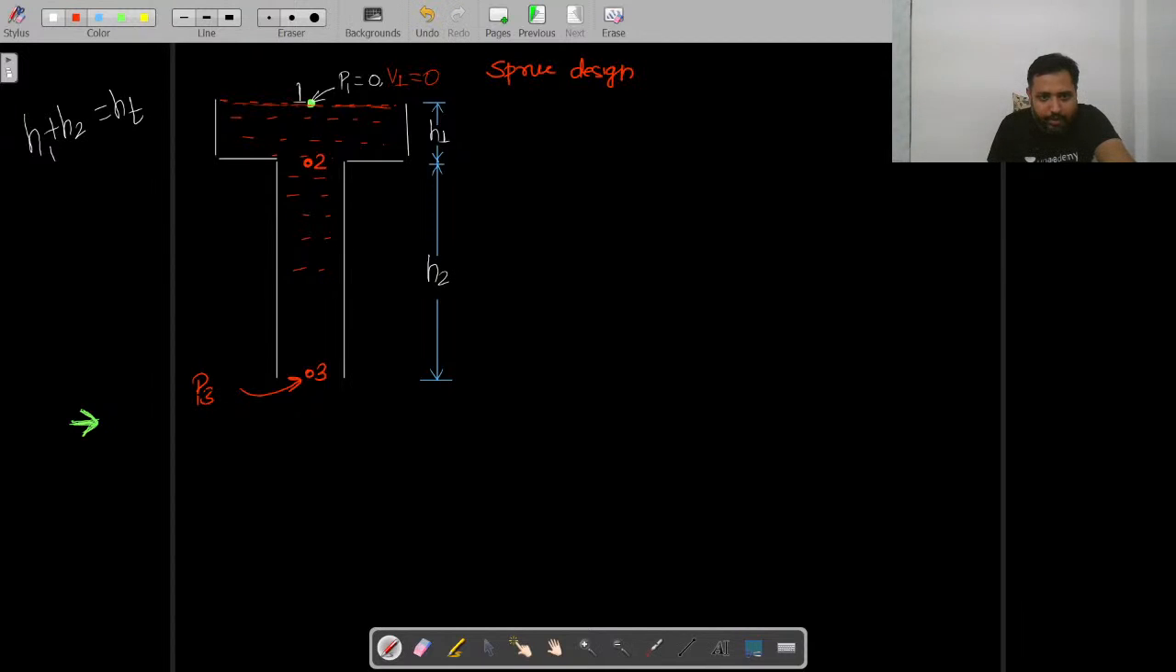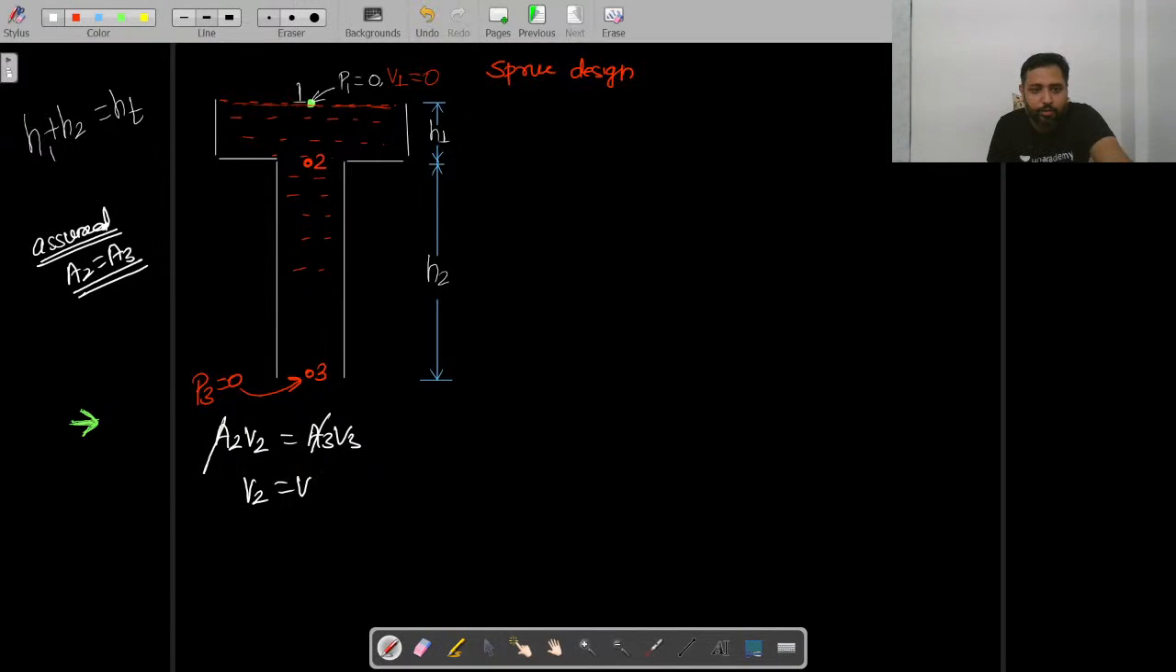So pressure at point 3 is 0, and we have assumed that this sprue is having uniform cross sectional area. While we are designing the sprue, we are assuming that sprue is having uniform cross sectional area. So dear students, if you apply the continuity equation, you can write A2 V2 is equal to A3 V3. We have assumed that the design that we are doing is in such a way that the cross sectional area of the sprue is same. So A2 and A3 will be cancelled. V2 will be equal to V3, right?